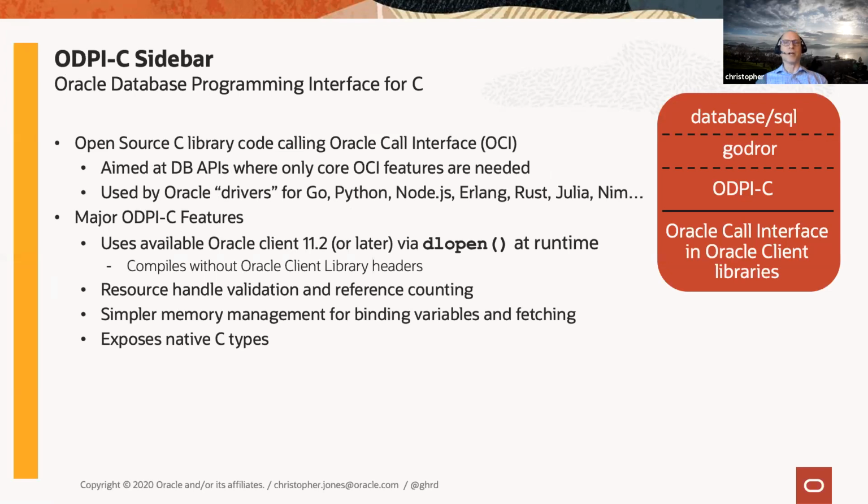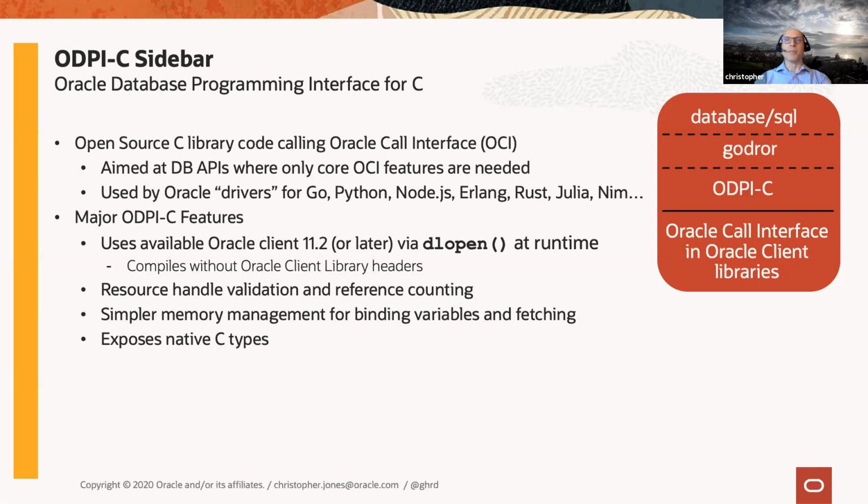So just a quick sidebar there. It is an open source GitHub project, this ODPI-C. It does a lot of things like resource management, simpler memory management, exposes native data types, makes binding variables a lot easier, does a lot of the performance optimizations internally, and does some retries if there are connection failures and SQL statement failures. So it wraps things and makes working with driver languages like the Go driver, godror, a lot easier. And as you saw in that very first slide when I spoke about the APIs, all of these new drivers are sitting on top of it. The Go drivers, Python, Node, Erlang, Rust, Julia, Nim, they're all sitting on top of ODPI-C.